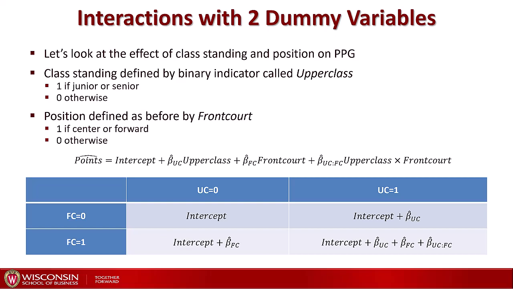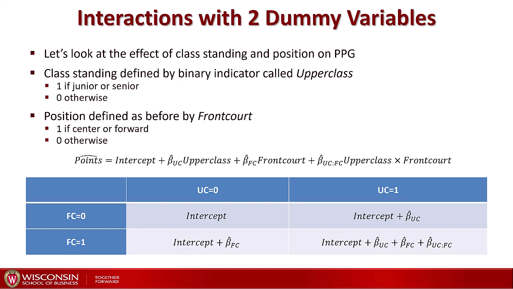And so when we put all of this in the equation, we have the expected number of points per game being intercept, plus beta hat UC times the indicator of upper class, plus beta hat FC times the indicator of front court, and then plus the beta hat for the interaction times the interaction between upper class and front court. So now we have 4 cases. Either both upper class and front court are 0. In that case, the expected number of points per game will be just intercept. Everything else gets cancelled out by the zeros.